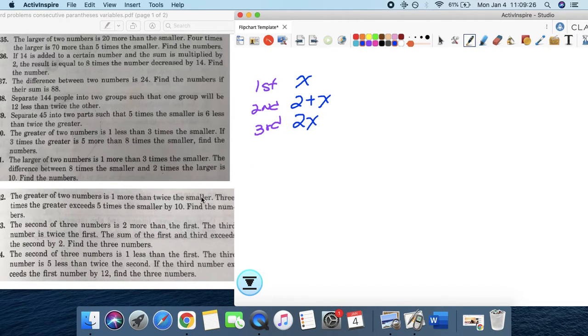There we go. Now, the sum of the first and the third, the sum of the first number plus the third, exceeds the second by 2. Find those numbers.